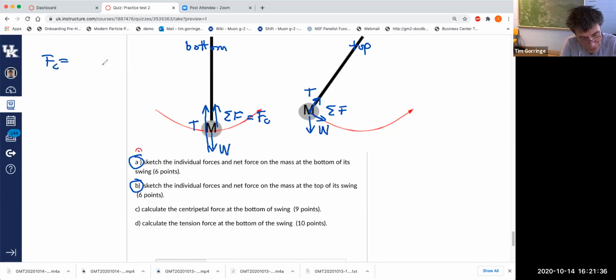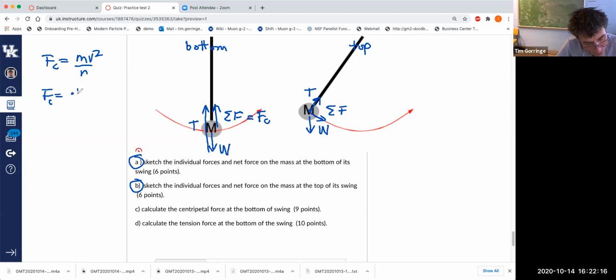Calculate the centripetal force at the bottom of the swing. The centripetal force is given by this equation, which depends on the speed of the circular motion and the radius of the circular motion. I've written it down wrongly. There's no r squared here. And so I just need to fill in that speed at the bottom of the swing and that radius of the swing, which is the length of the string that we were given in the problem. And those numbers, let's see, I wrote them down.